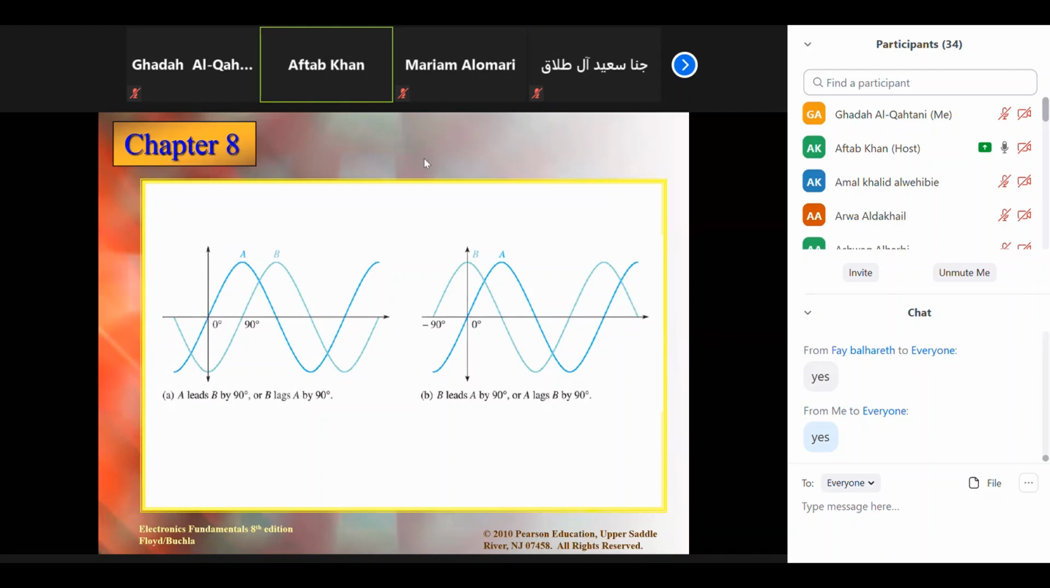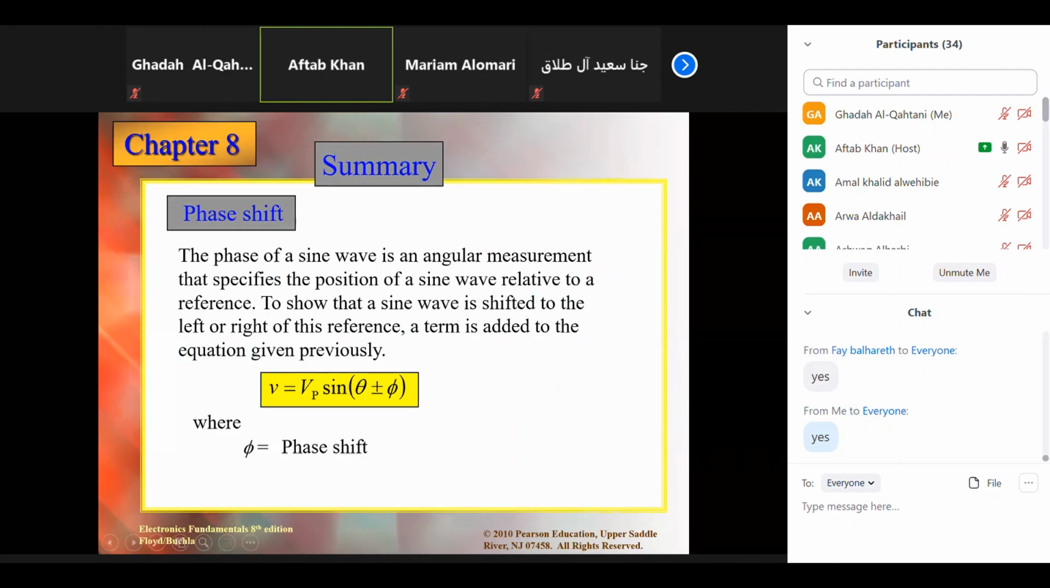So let's see this example, a further example, the use of phase angle in the equation. This phase angle we can now add in the equation itself. So this is the instantaneous equation with the phase angle, and this is what we call phase shift.